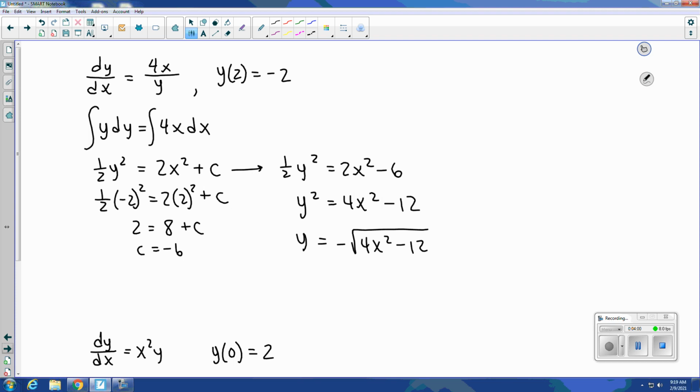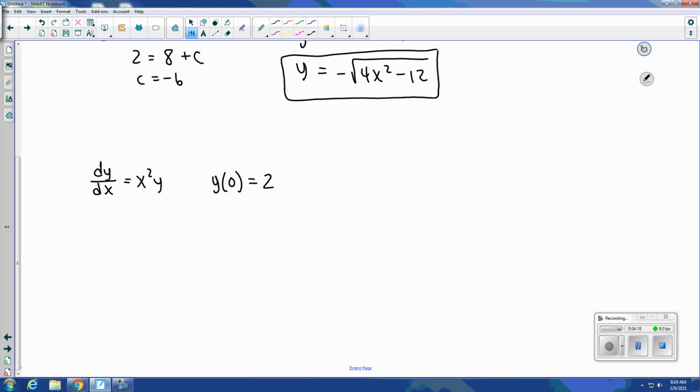But that's how you're going to dictate whether or not to choose the plus minus if that scenario occurs. You're going to look at the initial condition and determine what the output is, and that's how you pick whether or not you have a plus or a minus. So here's our particular solution to that differential equation. Let's jump down to another example.